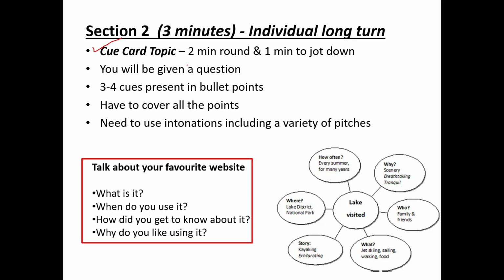As you can see here, a question is given to you: talk about your favorite website. And below that question, you have 4 bullet points. The examiner will clearly tell you that you have 1 minute to prepare on these topics. What you should be doing is quickly preparing short bullet points under each cue and being ready. And exactly after 1 minute, you will have to start speaking for 2 minutes.